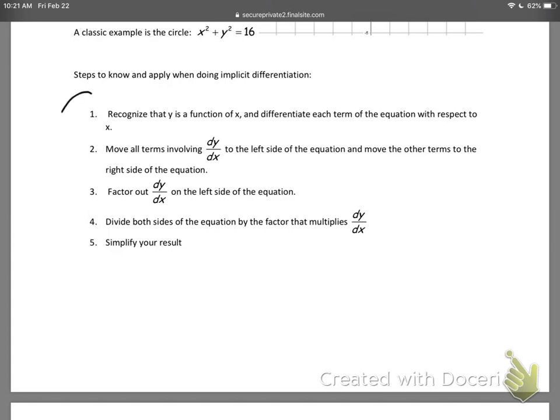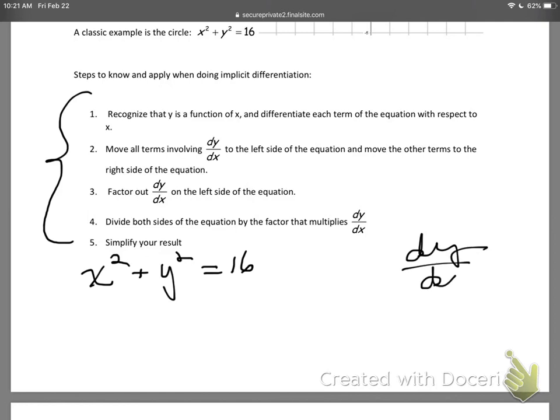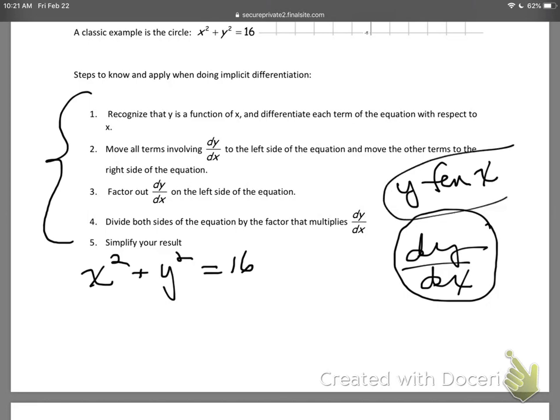Alright, so I've written down the steps that you need to know when doing implicit differentiation. So leave those steps right there, and I'm going to go through the problem, and then you can look at the steps in light of what I've done with this problem. So our problem is x squared plus y squared equals 16. That's our equation. I want to find dy dx. Now remember, the whole notation dy dx tells me that y is a function of x. That is critical. Keep that in mind throughout this procedure.